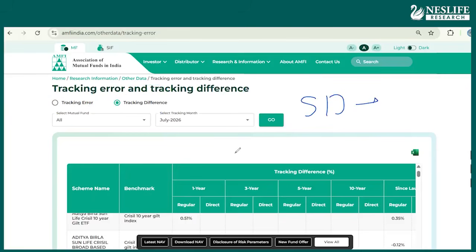So what the software will do is calculate the everyday return of the ETF, and the index is the standard. Write it down if you want to write. Tracking error is the standard deviation of the difference between the ETF and the index.